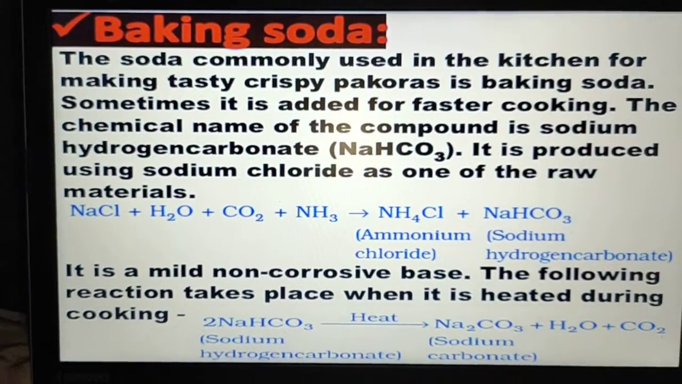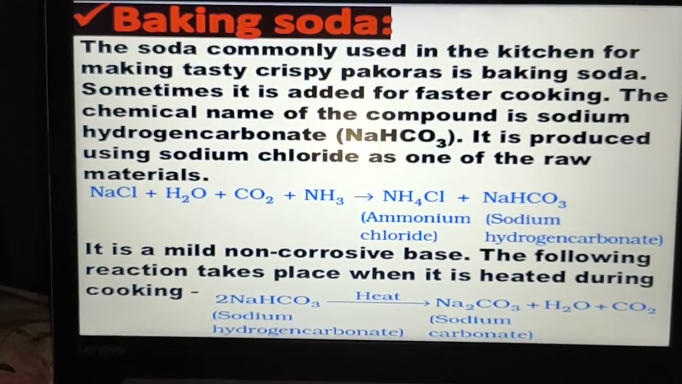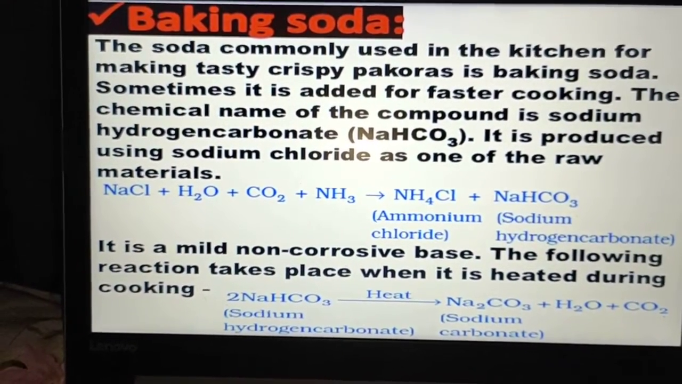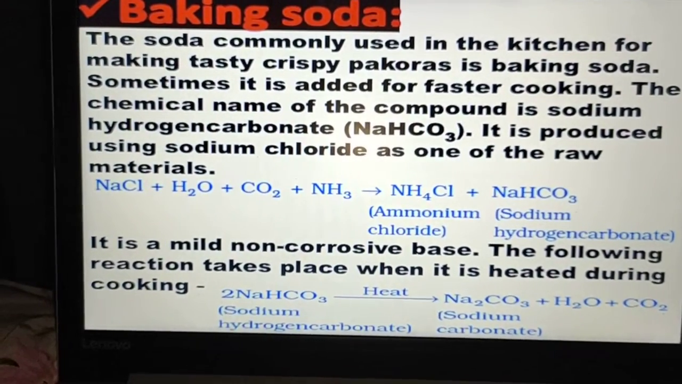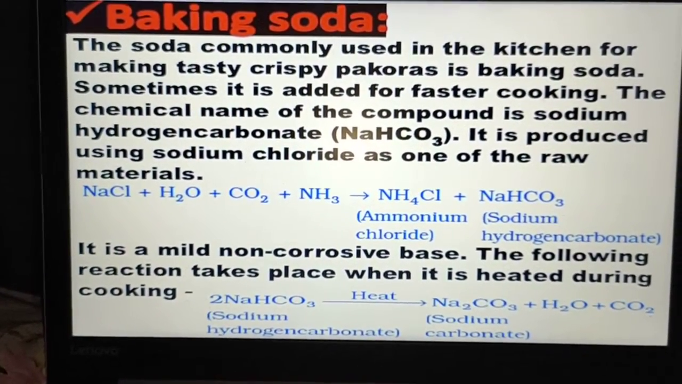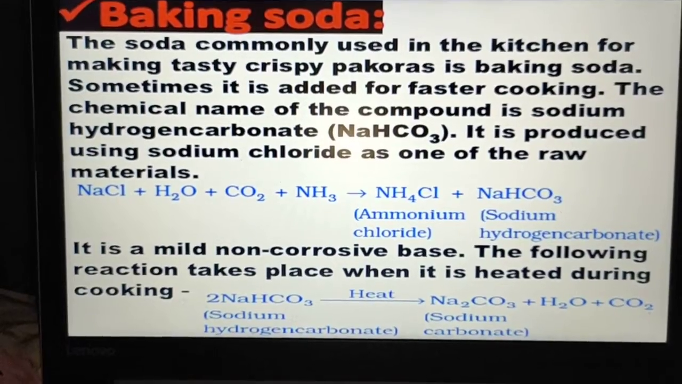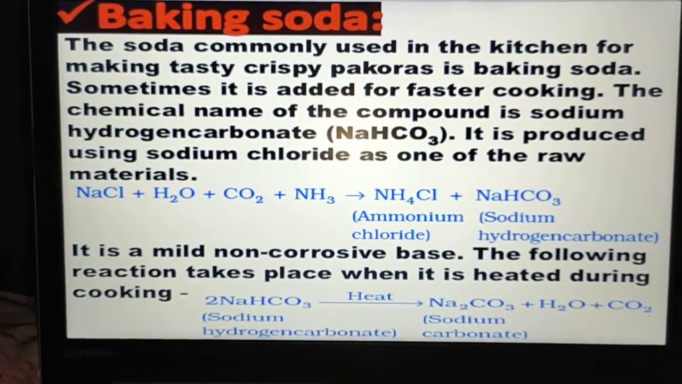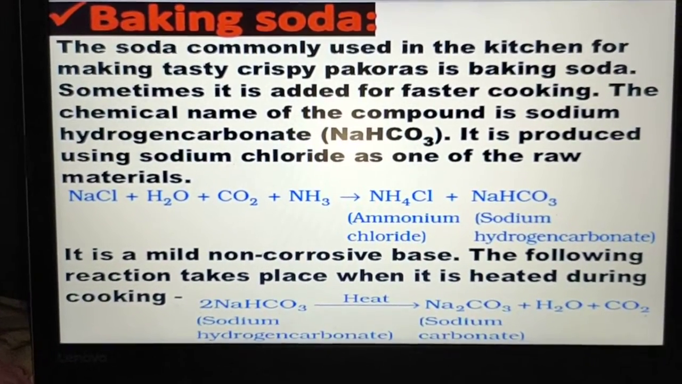Next category is baking soda, which we are using in our home also. The soda commonly used in the kitchen for making tasty crispy pakoras is baking soda. Sometimes it is added for faster cooking, and the chemical name of the compound is sodium hydrogen carbonate, which is NaHCO3.